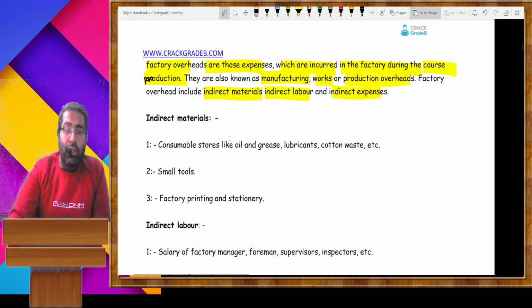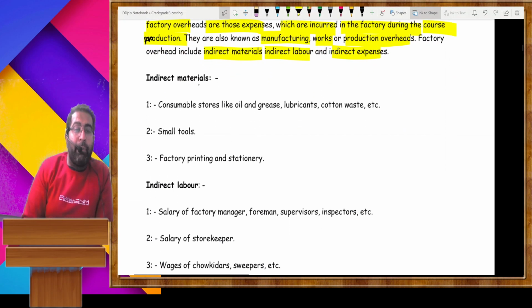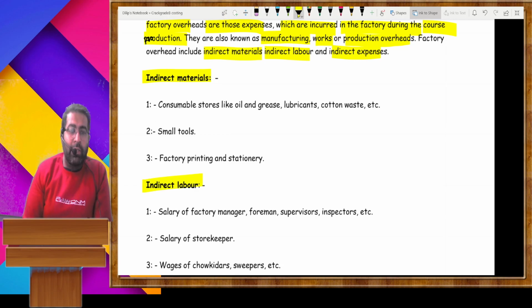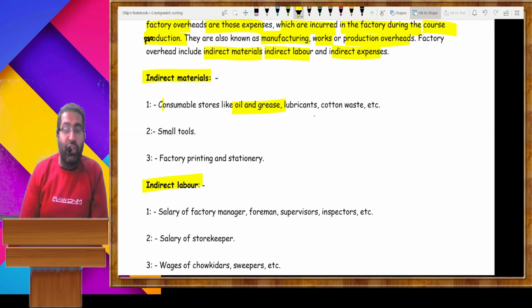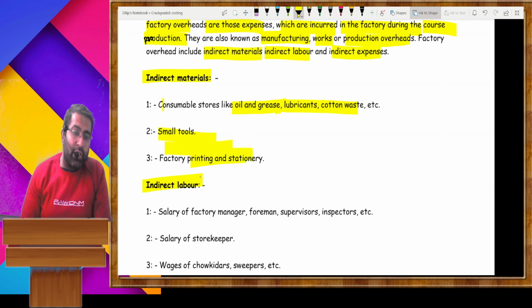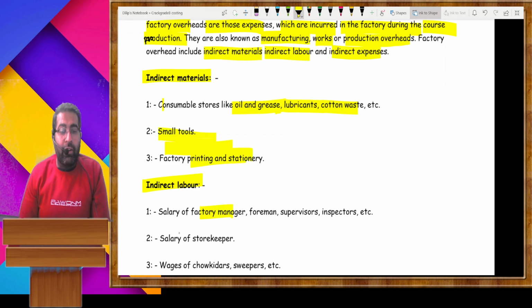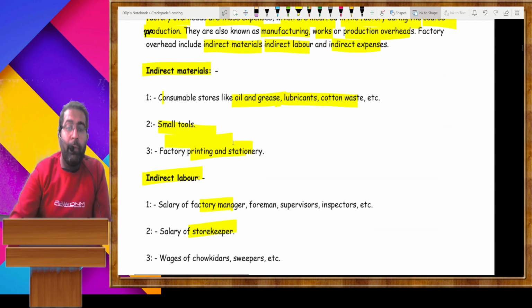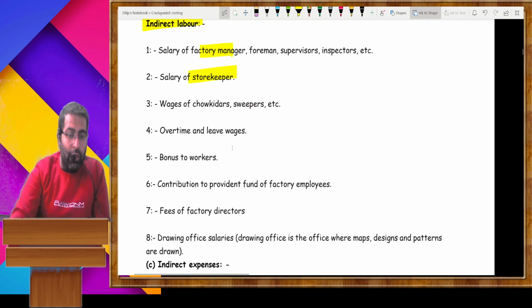The examiner may ask one question: what type of indirect material and indirect labor in a factory? For example, any type of grease or oil, like in the machinery industry, then grease, oil, lubricants, cotton waste, small tools, factory printing and stationery. Indirect labor: salary of factory manager, salary of storekeeper, wages of sweeper and all.